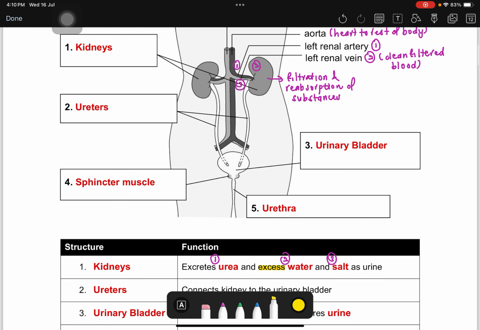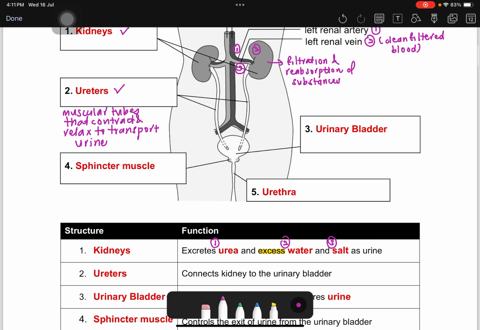Next, the kidney will then collect and gather the urine that will pass through the ureter into the urinary bladder. Right, so the ureter is actually muscular tubes that contract and relax to transport urine into the urinary bladder.